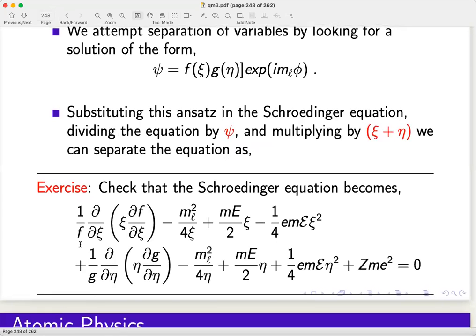Now you see that the first line of this equation completely depends on xi, and the second line of this equation completely depends on eta, except the last piece, which is just a constant. We are going to distribute this constant in a specific fashion between the first line and the second line.